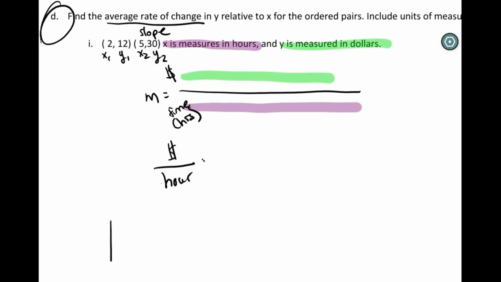Key things again to know: perpendicular lines, parallel lines, what x equals, what y equals, what types of lines, so vertical, horizontal, and also rate of change and all that.